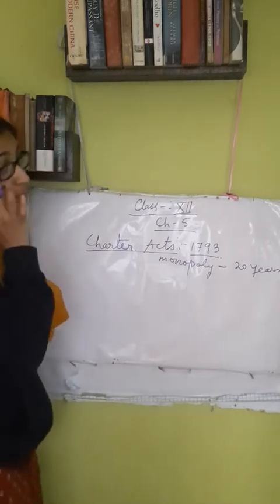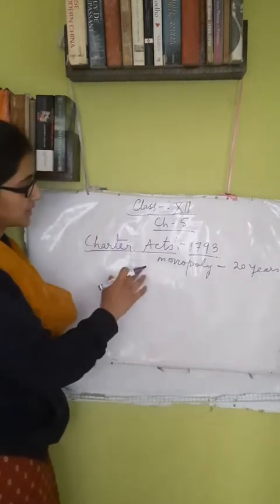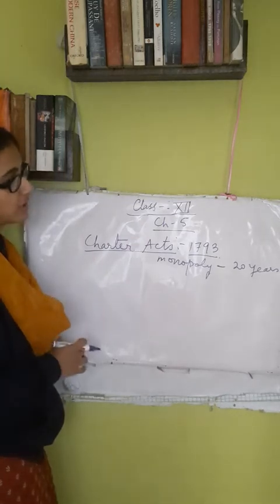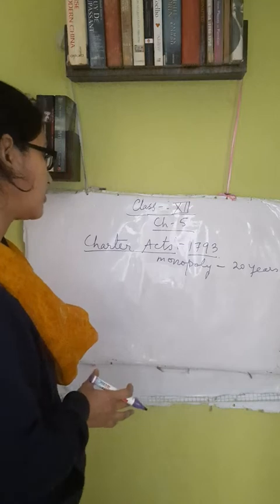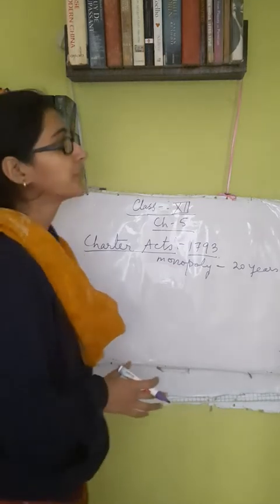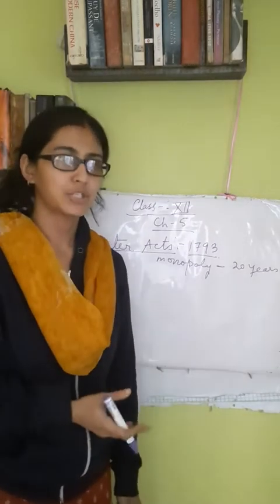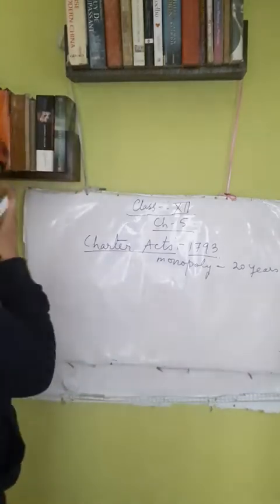So the most important point about this charter act is the renewal of the monopoly of the English East India Company. Apart from that, we see that the number of members was also reduced, and also the company was given major power in matters of India.